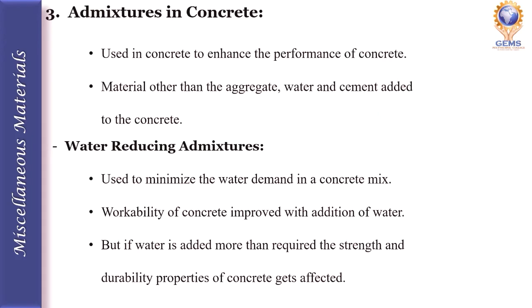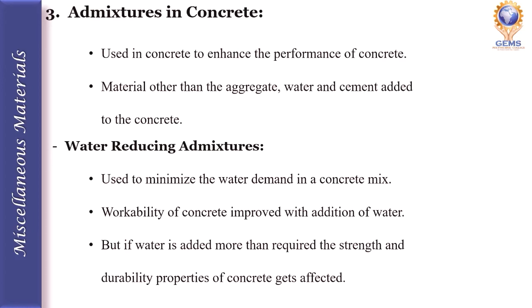Next topic is admixtures in concrete. There are various types of admixtures used in concrete to enhance the performance of the concrete. The concrete admixture is defined as the material other than aggregate, water and cement added to the concrete to improve its property. There are various types of admixtures that are used in concrete. Let's see one by one.